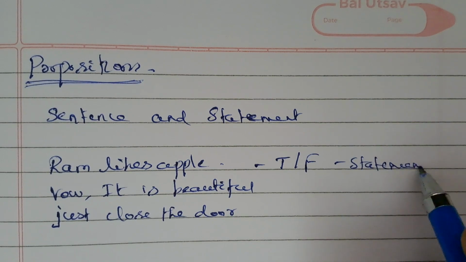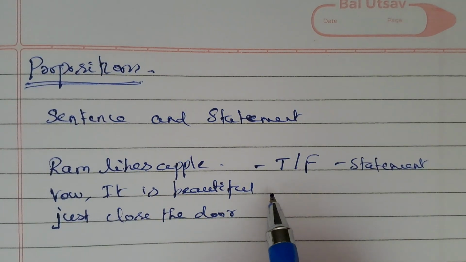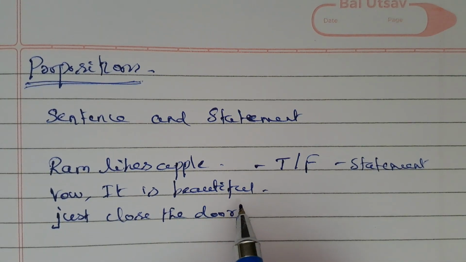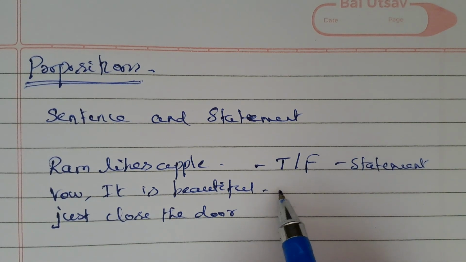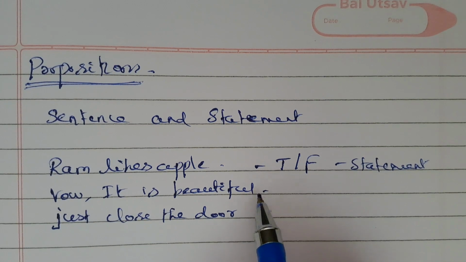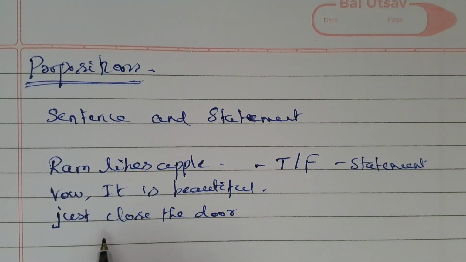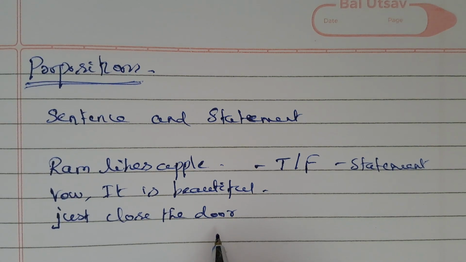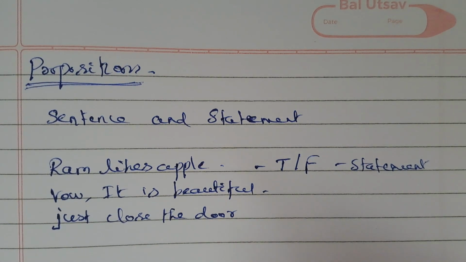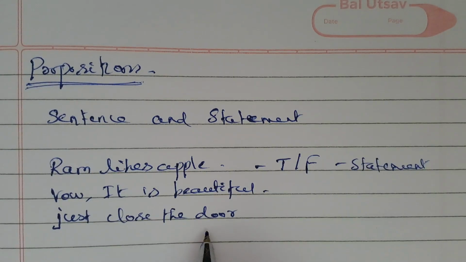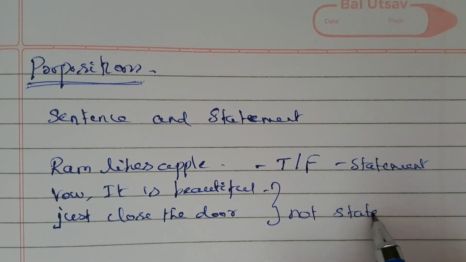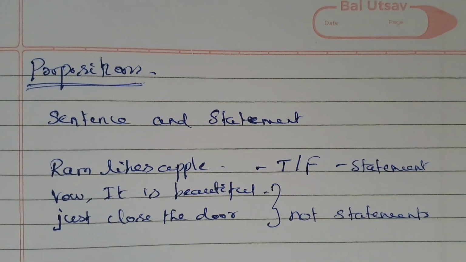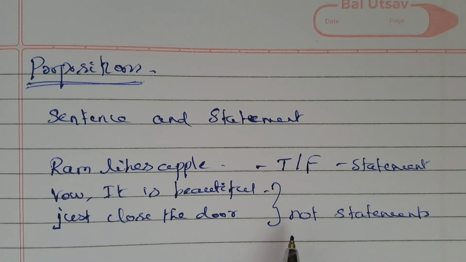And "Wow, it is beautiful." It is beautiful according to him or her; we cannot generalize whether it is beautiful or not. It is simply an exclamatory sentence, so we cannot give any true or false value for it. So it is simply a sentence, not a statement. Here also, "Just close the door" is a command, and we can obey or not, but we cannot say whether it is true or false. So these two are not statements. In general, we classify sentences and statements like this.